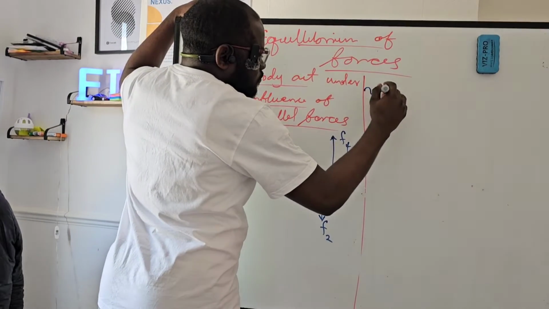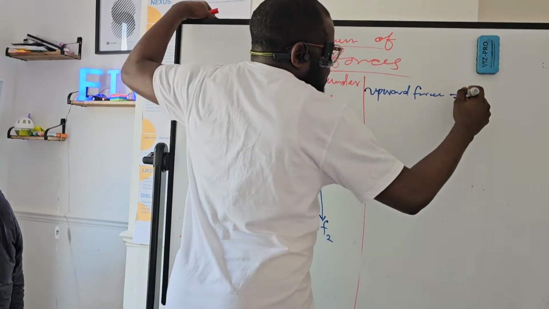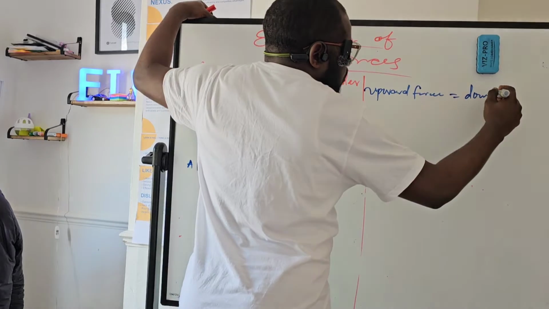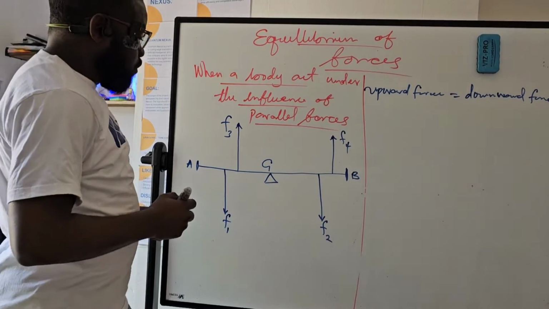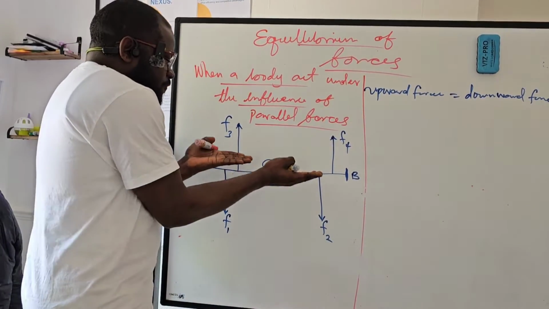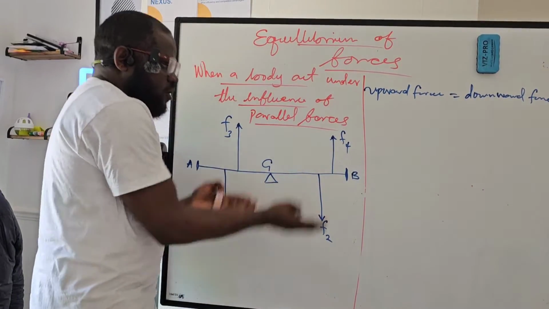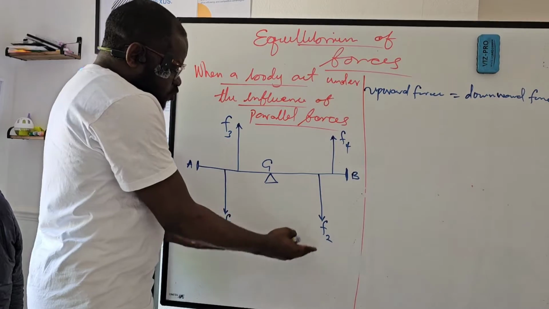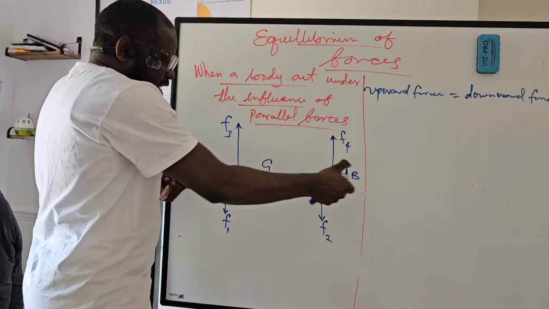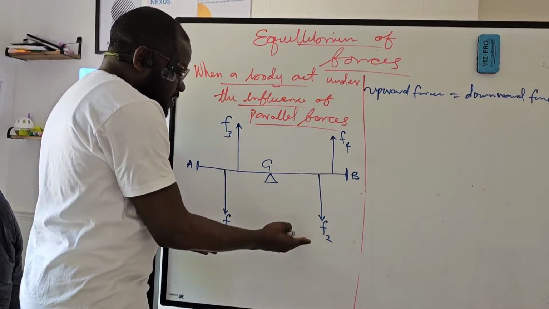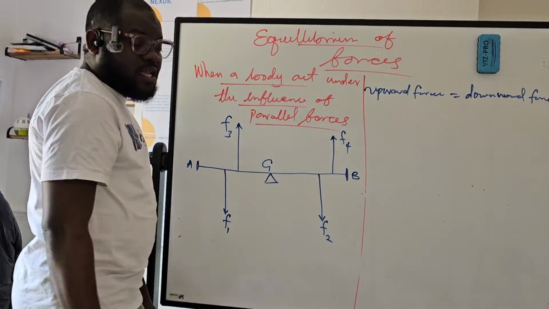Take it down. Upward forces must equal downward forces. And common sense can tell you that you should be able to remember that. Because if the force acting upward is greater than the force acting downward, this body is going to pull up, right? And if the downward one is greater, it is going to pull it down. So for this body to stay horizontally balanced, they must be equal. The sum of the upward forces must equal the sum of the downward forces.